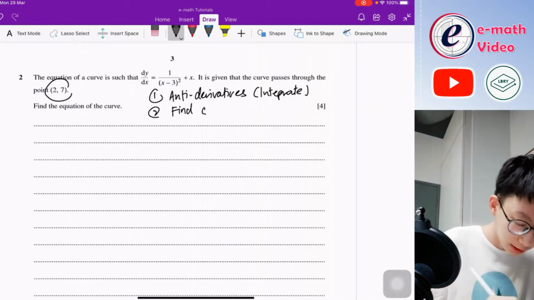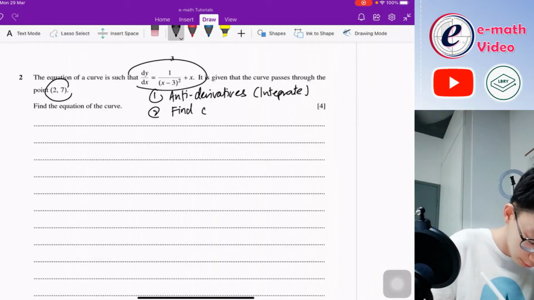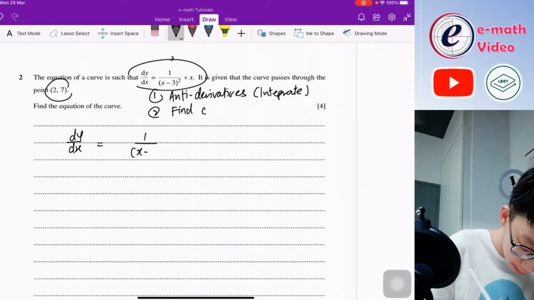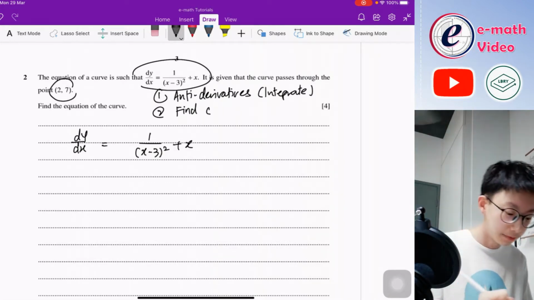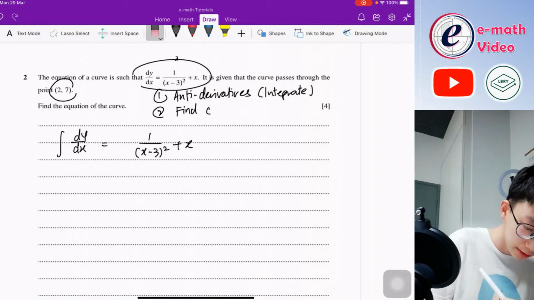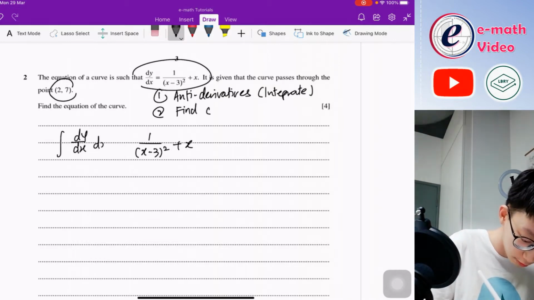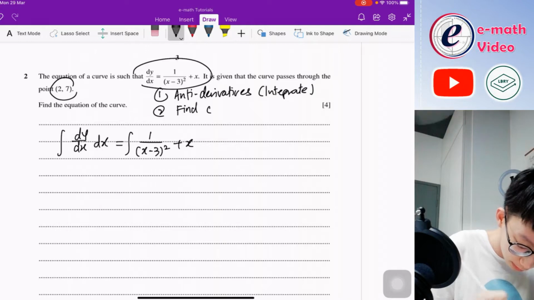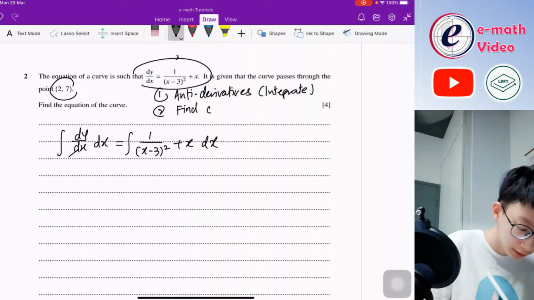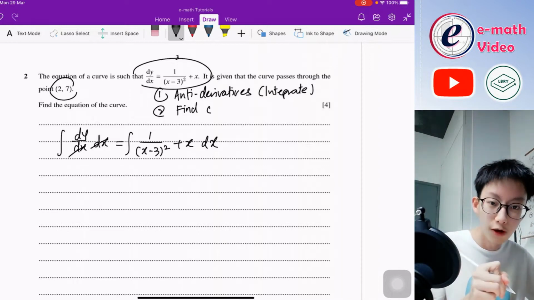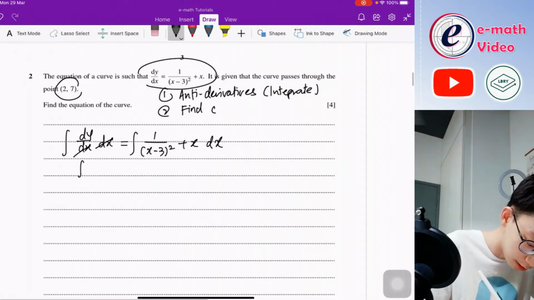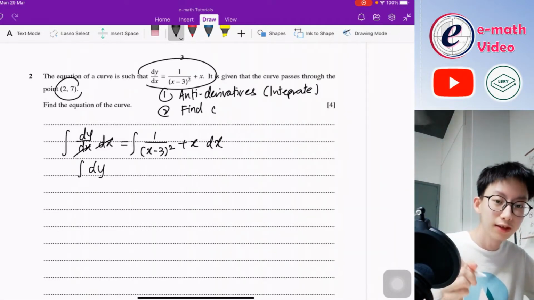So for this equation given here, I'm going to write it here, dy/dx equals 1 over (x minus 3) squared plus x. Now I'm going to integrate both sides with respect to x. So this dx and dx will just cancel off. So we have the integral of dy. Integral of dy is actually the integral of 1 dy.